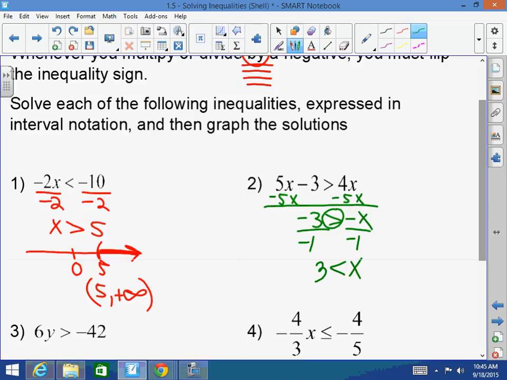Please read from the variable always. So x is greater than 3. Open parentheses to the right. Interval notation, 3 to positive infinity.